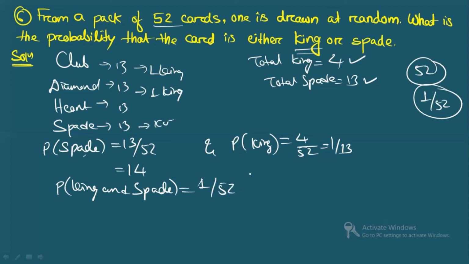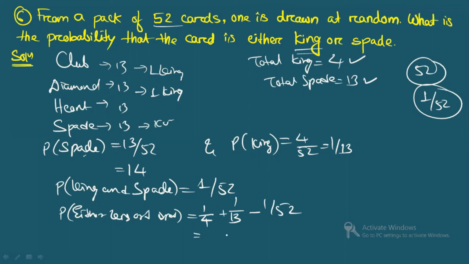Now either king or spade. Probability for what? Either king or spade. All right, so how will that be calculated? We will calculate it as a king also and a spade also. Clear? So how do you calculate that? You will do probability of spade, that is 1 by 4, plus probability of king, minus the probability that it is the king and spade. So you will exclude that one particular card's probability.